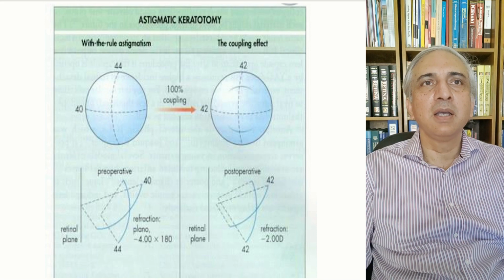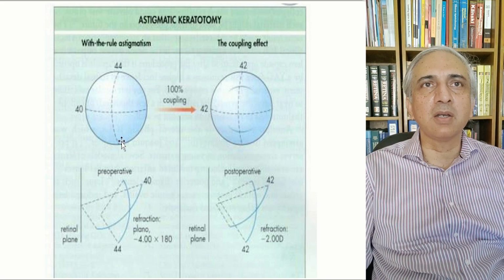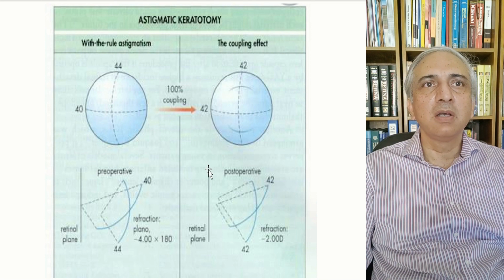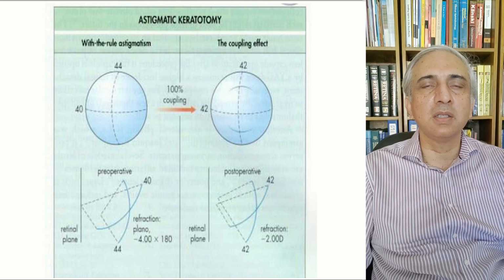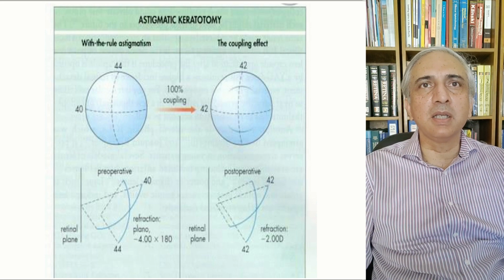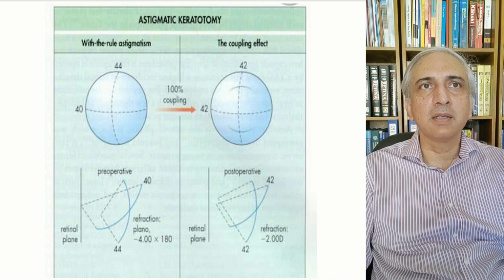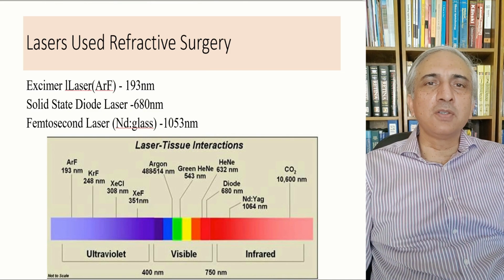Here you can see the mechanism of astigmatic keratotomy. So you need to know the axis, and this is the coupling effect which produces this refractive change which you get in these patients. You're basically producing peripheral bulging and central flattening. Then we move on to lasers.